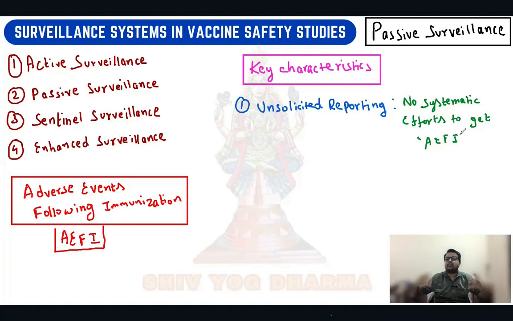Actively, we are not involved. We are not putting any effort to get the AEFI. Rather, we are waiting for the public. The vaccine is already in the market, and it got administered to millions of people. If somebody is facing some issue or adverse event, he might report it. So that is passive surveillance.